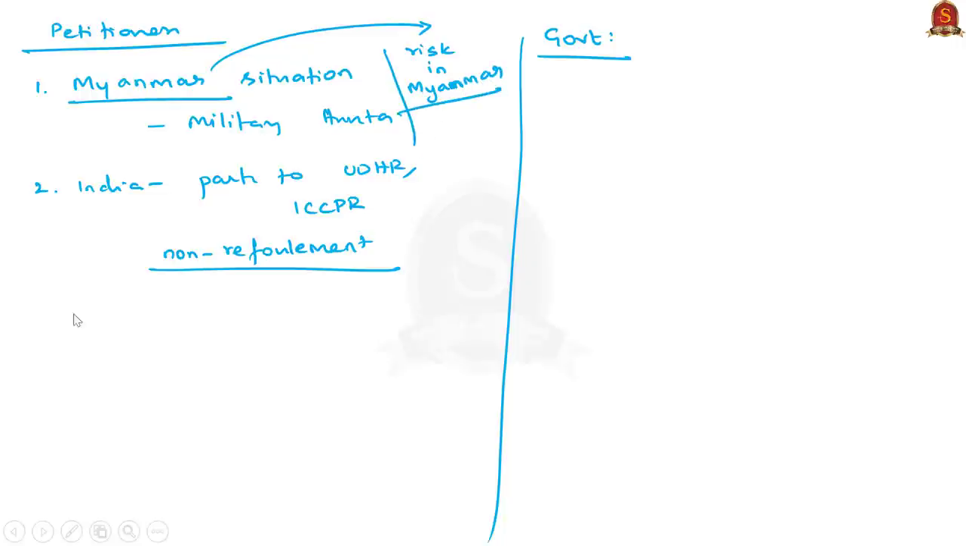And the petitioners also took note of the judgment of the International Court of Justice in the Gambia versus Myanmar case, which was issued on 23rd January 2020. They showed that even the International Court has taken note of genocide of Rohingyas in Myanmar and that their lives are in serious danger if they are deported.